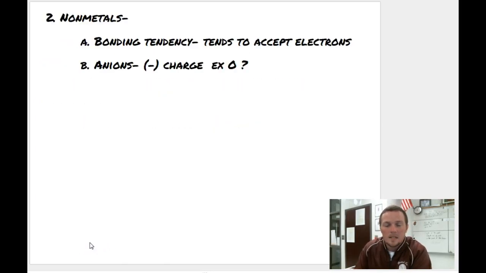Now, nonmetals, everything to the right of the metalloid line, their bonding tendency is that they tend to accept electrons. Since they tend to accept electrons, when they gain electrons they become more negative, and therefore we would have an anion charge for the oxidation number. So that'd be a negative charge. Most nonmetals. Now there's only one exception to that, and it's hydrogen. It can gain or lose one electron. That's the only exception. Everything else, nonmetals have anions because they want to gain electrons to become stable.